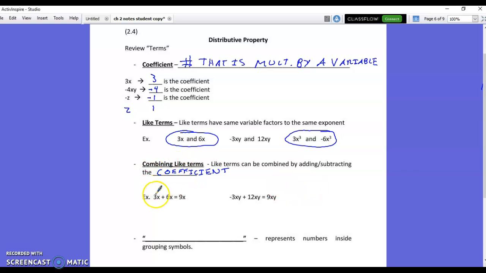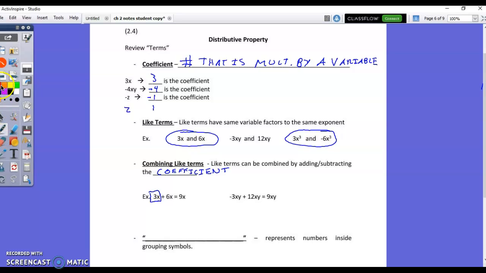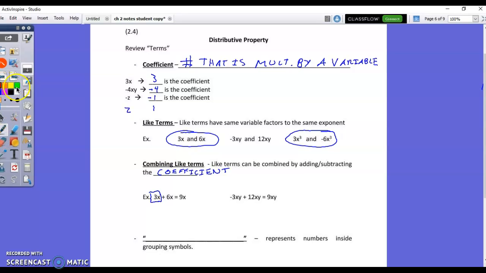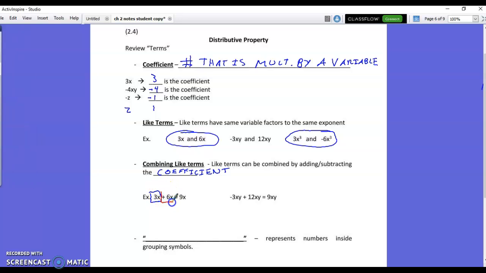Okay, so we can do it by adding those two. So if I look at this, I need to practice identifying terms. In this case, I have a positive 3x, and I also have a positive 6x. Now, when we are working on examples of combining terms, I want you to make sure that you have the value of the term grouped with that particular term. So in this case, that positive goes with that 6x. So when I look at these two, I have a positive 3, positive 6. When I combine them, they equal 9.